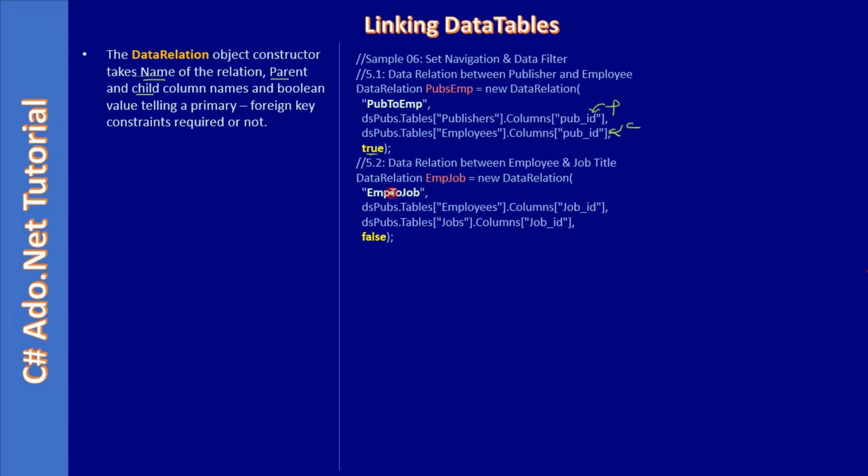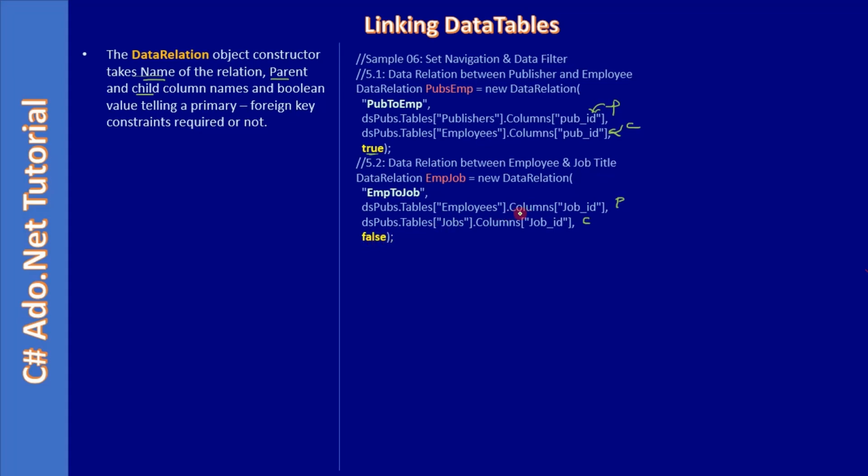Here we are creating one more relation. This time the relation is emp to job, employee to job, and we are picking the employee table job ID column. So this will act as a parent, and then we are picking the jobs table and job ID column, and this will act as a child. This time we are telling it we don't want any primary foreign key constraint.